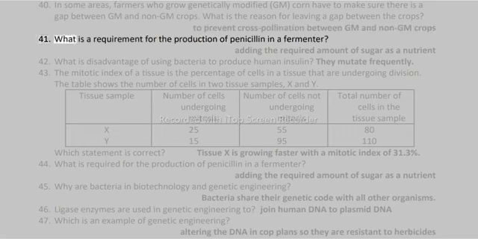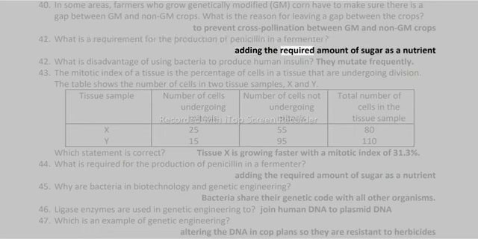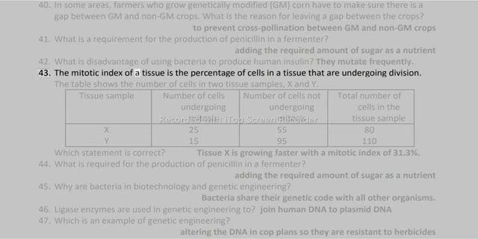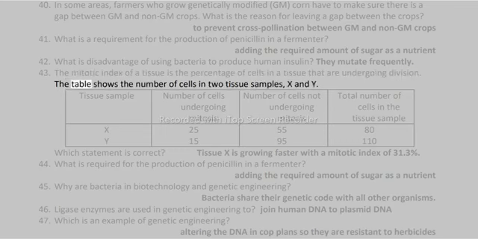41. What is a requirement for the production of penicillin in a fermenter? Adding the required amount of sugar as a nutrient. 42. What is a disadvantage of using bacteria to produce human insulin? They mutate frequently. 43. The mitotic index of a tissue is the percentage of cells in a tissue that are undergoing division. The table shows the number of cells in two tissue samples, X and Y. Tissue sample, number of cells undergoing mitosis. Number of cells not undergoing mitosis.